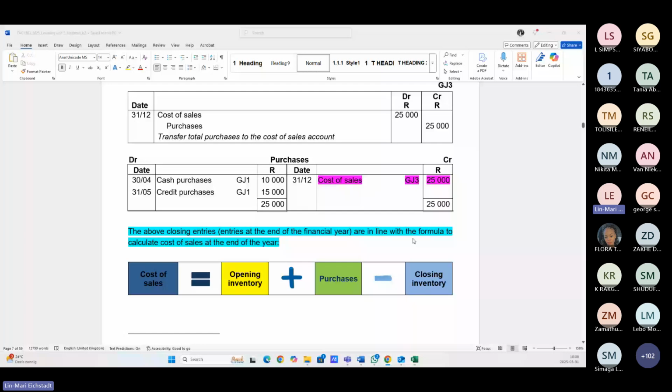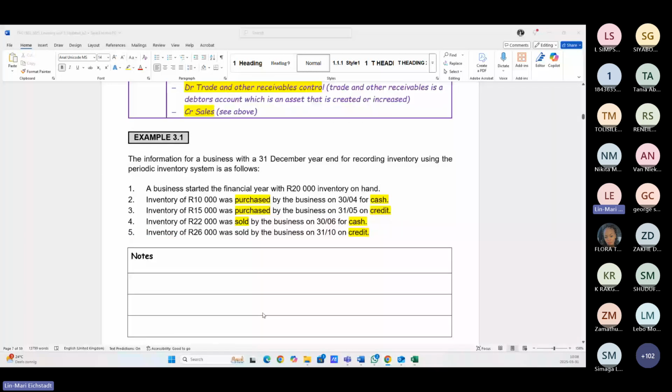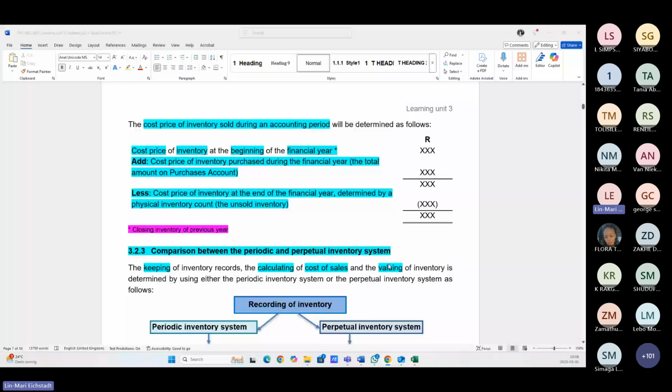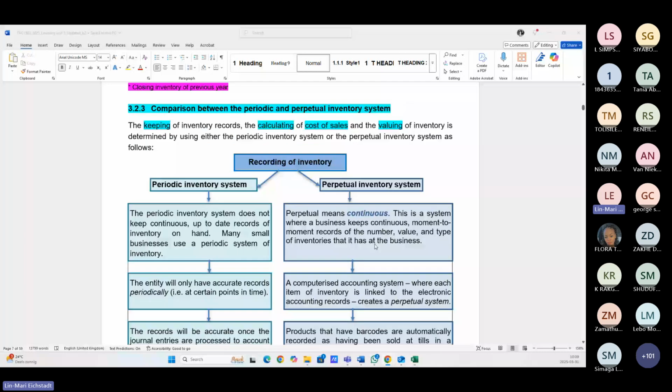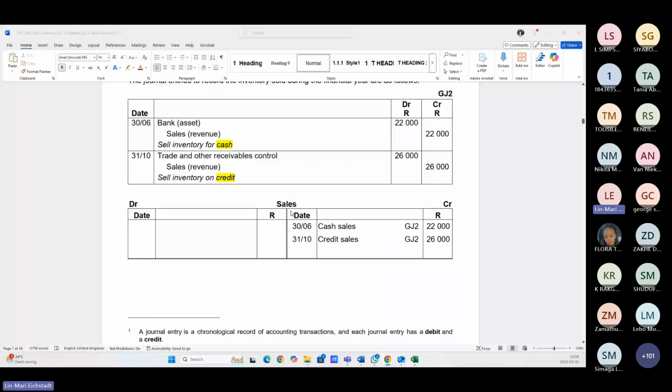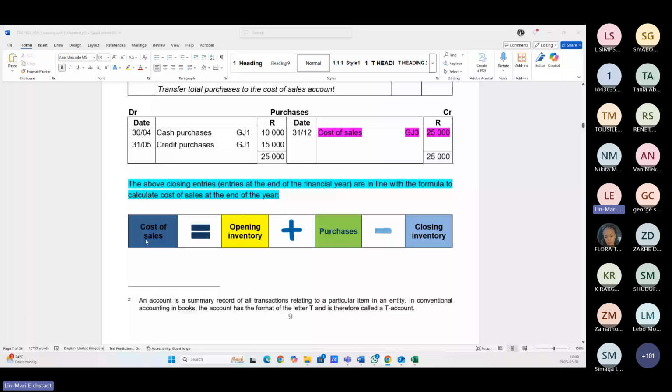And so the above closing entries at the end of the financial year are in line with our formula, right? We had this right in the beginning of the previous session. There was a small section to illustrate how we go about getting our cost of inventory. We said we've got our inventory at the beginning of the year, and then we add our cost price of inventory purchased, and we subtract our cost price of inventory at our stock count, and then we get our amount. They're just reiterating that, but showing you this in an example so that it falls into place a little bit more. So our cost of sales is equal to our opening inventory plus our purchases minus whatever we counted on our inventory stock take count. And that would give us our total cost of sales amount.